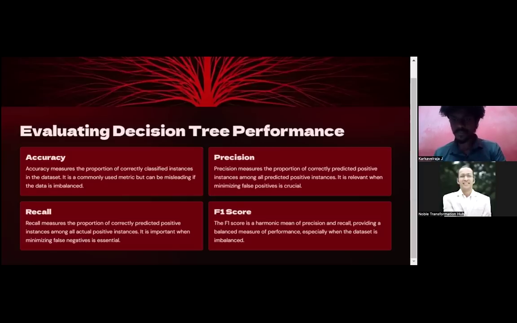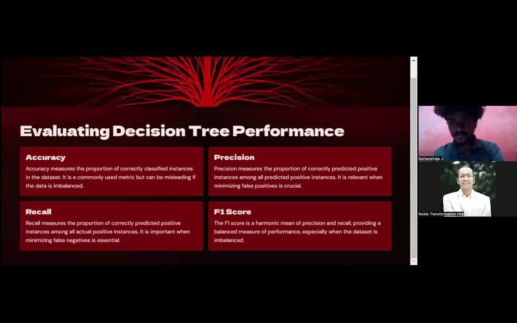Yes sir, over to you. So for evaluating decision tree performance, we can use four techniques, the first of which is accuracy. Accuracy measures the portion of correctly classified instances in the dataset. It is a commonly used metric but can be misleading if the data is imbalanced. So you need to have balanced data, and only then is accuracy going to help.